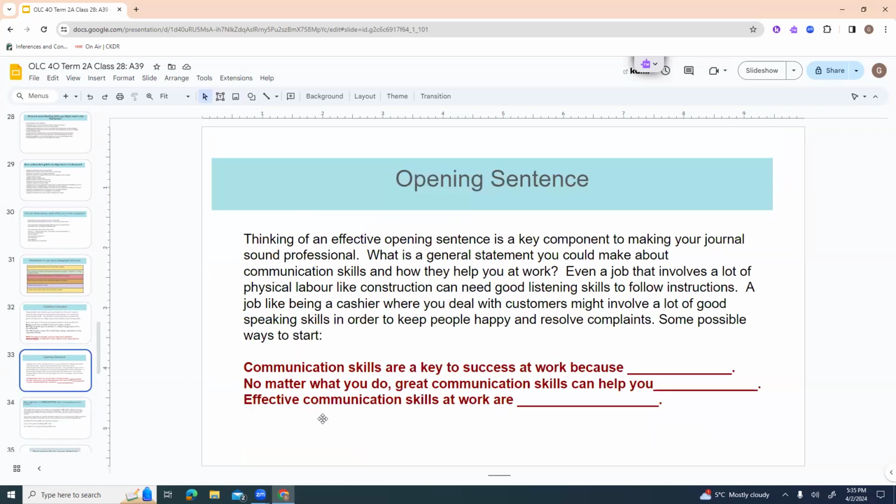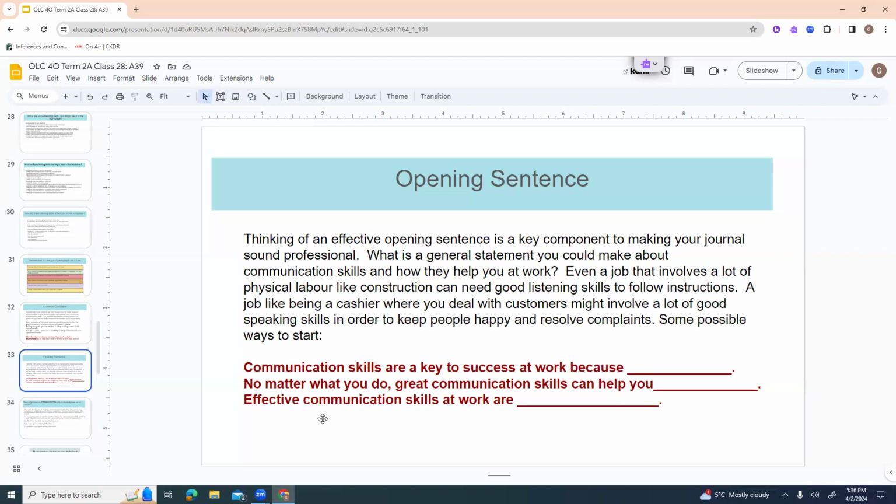Okay, diving in further, looking at the opening sentence. Thinking of an effective opening sentence is kind of a key component to making your journal sound professional or just kind of giving me a heads up to what's going on. What is a general statement you could make about workplace communication skills and how they help you? Even a job that involves a lot of physical labor, like say construction, can still need good listening skills to follow instructions from the supervisor. A job like being a cashier, where you deal with customers, might involve a lot of good speaking skills in order to help keep people happy and to help resolve complaints.